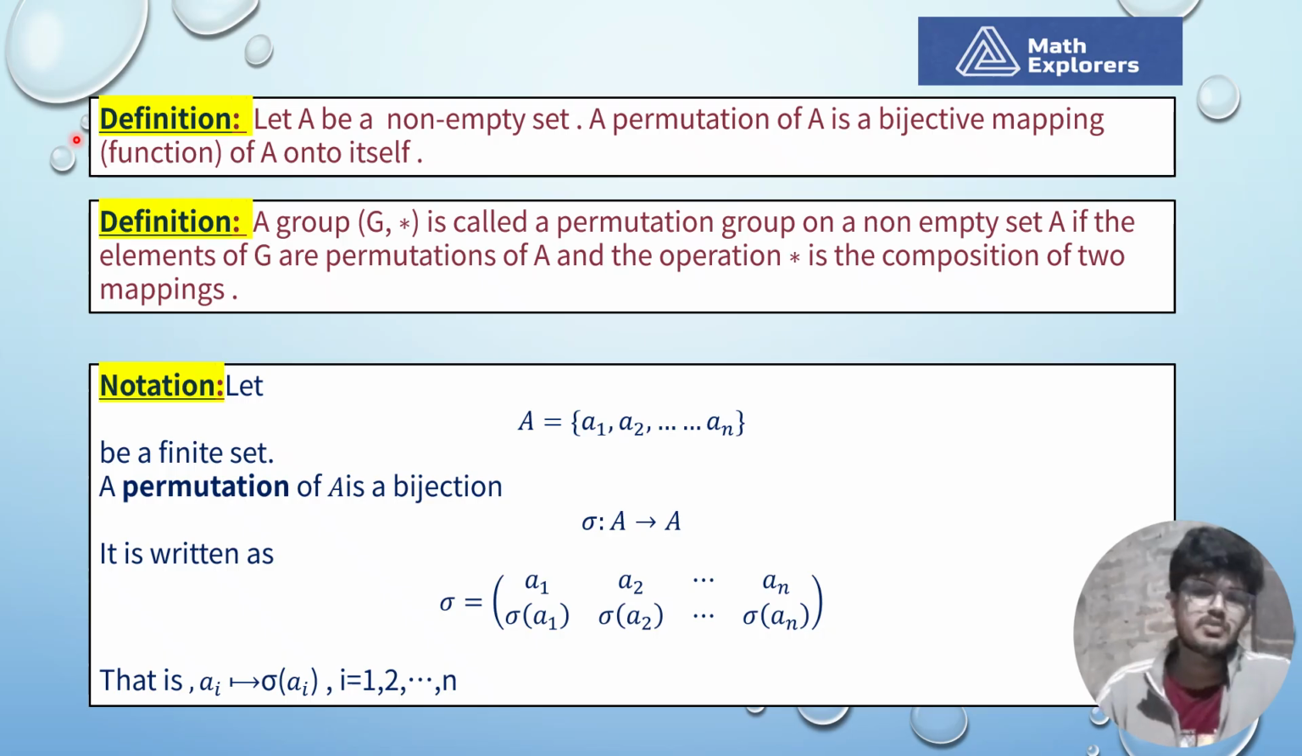And notations. Let A equal to a1, a2 dot dot dot an be a finite set. A permutation of A is a bijection, and the mapping is denoted by sigma. And for a1 the image is sigma a1, for a2 the image is sigma a2, for an the image is sigma an. We know, it is obvious. Now sigma can be written as a1 sigma a1, a2 sigma a2 dot dot dot an sigma an.